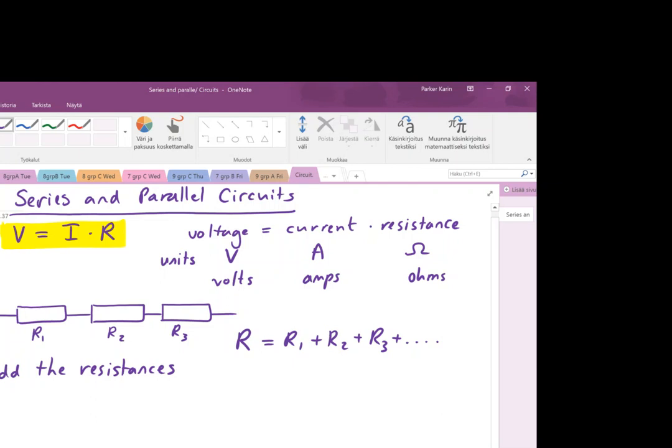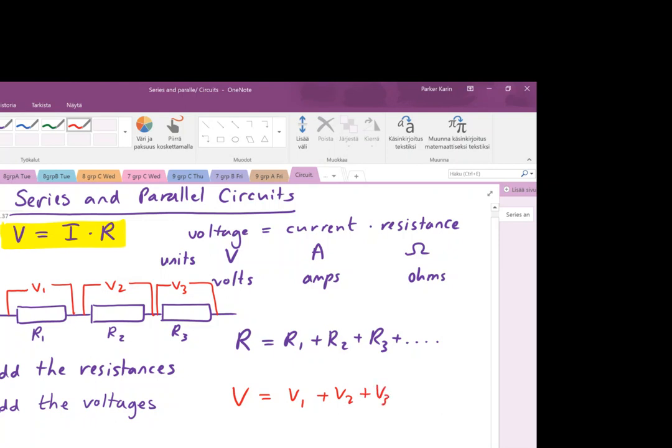Okay, you also add the voltages. So V1, V2, V3 gives you the total voltage. V1 plus V2 plus V3.